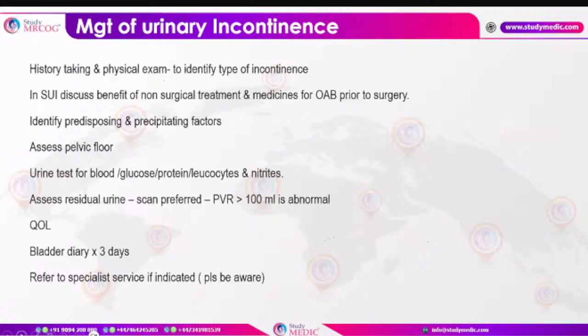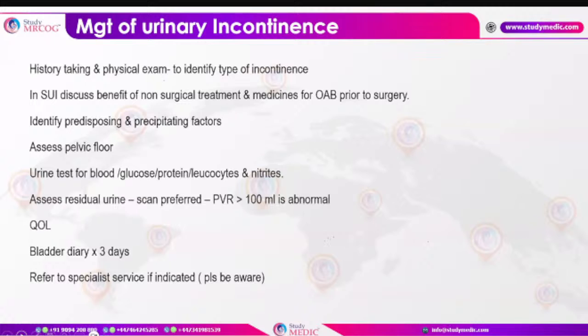The next important investigation, very important, is you have to test the urine for blood glucose, protein, leukocytes, and nitrites, because it's really important that you always rule out any urinary tract infection before you start management of any patient with urinary incontinence. Okay, so if the patient is symptomatic and she is already having leukocytes and nitrites in her urine, immediately send the urine for culture sensitivity, but you can start prescribing antibiotics because she is already symptomatic.